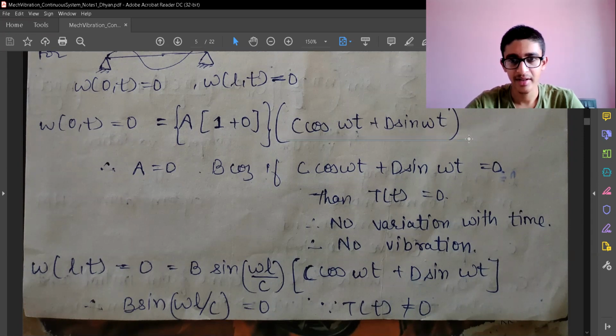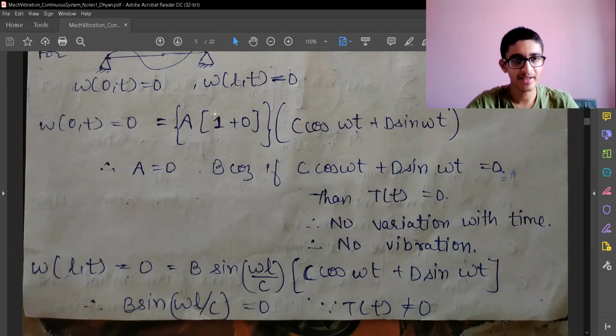If I put the second bracket directly equal to zero, that means T of t, the function T, is equal to zero. That means there is no variation with time, and there is not going to be vibration, because w of x comma t will always be equal to zero because T of t is zero. So we cannot put the second part equal to zero. That's why we need to put the first bracket equal to zero. That means I'm going to put a is equal to zero.